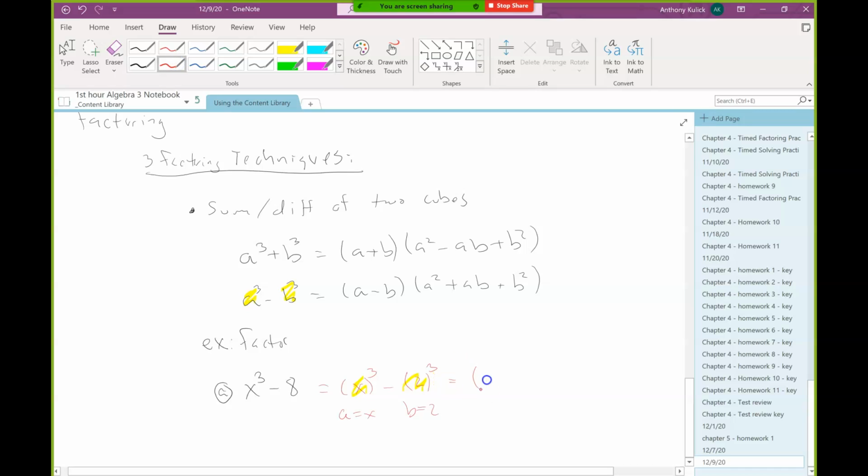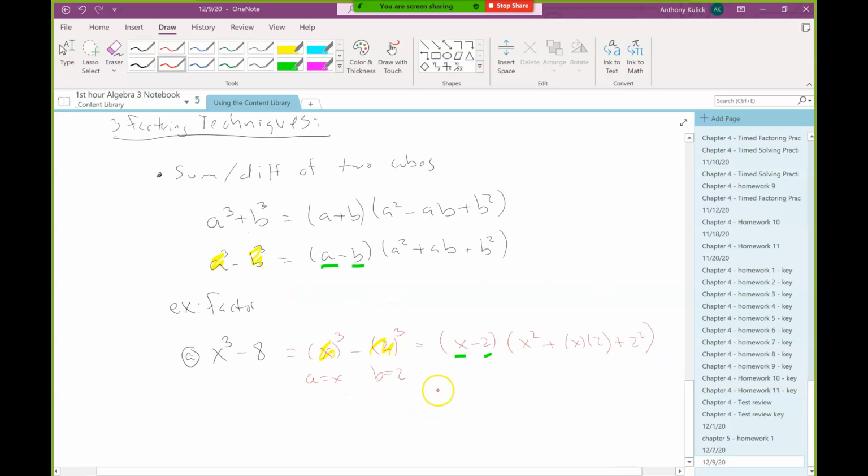So I can now fill in. I can say I have x minus 2. It's my a minus b. And then a squared plus a times b plus b squared. Or if we clean that up a little bit, x times 2 is just 2x, and 2 squared is 4.